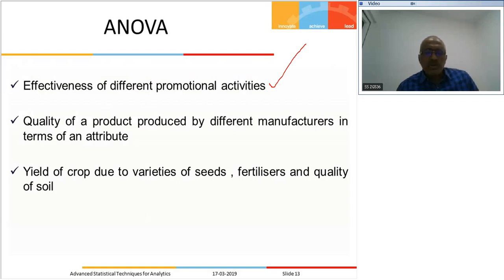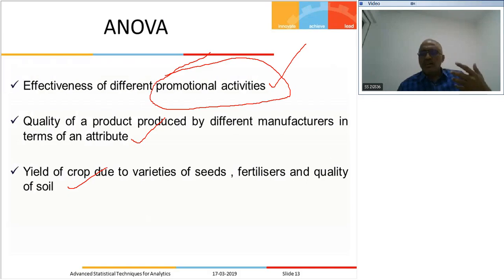Then quality of the product produced by different manufacturers with respect to one attribute, and yield of crop due to varieties of seeds, fertilizers, and quality of soil, etc. Suppose in this first case, we had various types of promotional activities. So maybe TV advertisement, digital marketing, or promotional activities through newspapers. Now we want to see how effective they are. That is, whether all the 3 are equally effective or not. That is mu1 equal to mu2 equal to mu3, or equal to mu4 kind of hypothesis if we want to validate.